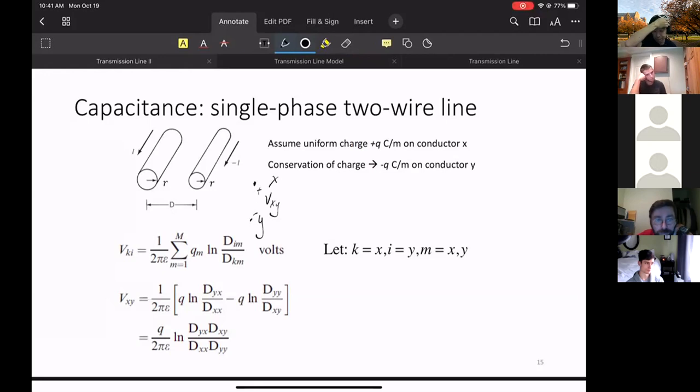Let's be a little bit more precise. Let's call this conductor X and this conductor Y. We want to know the voltage difference from X to Y. When you plug into the voltage equations, that's what we get for Vxy.